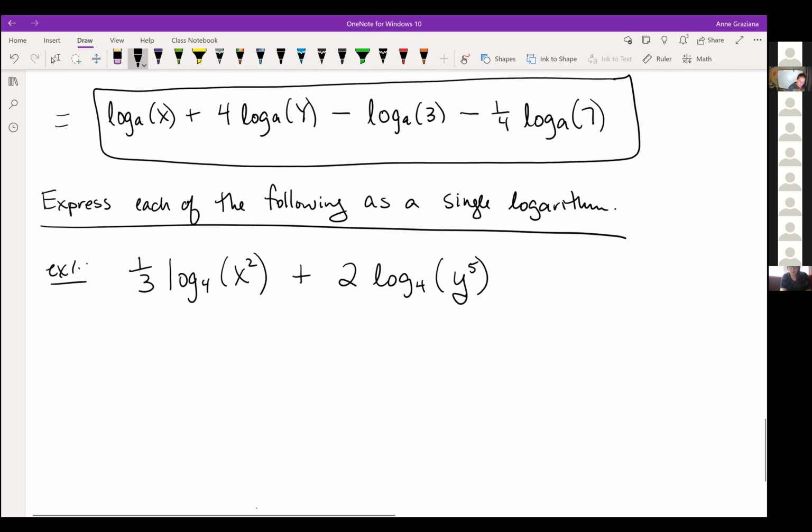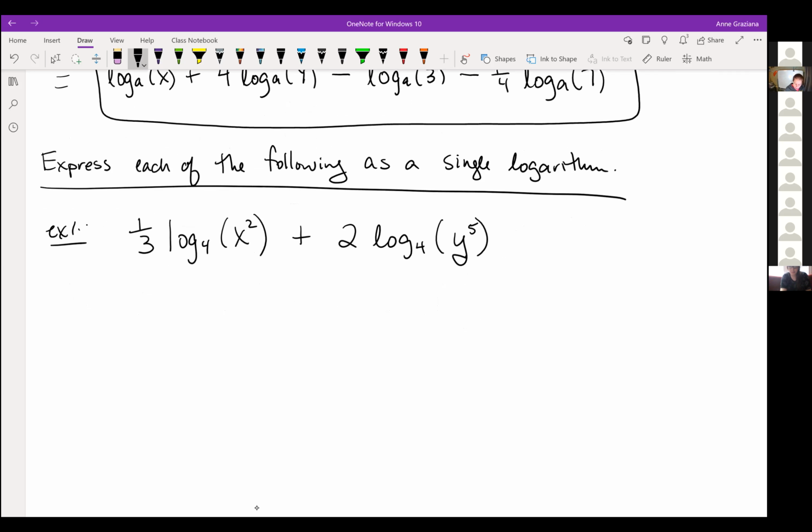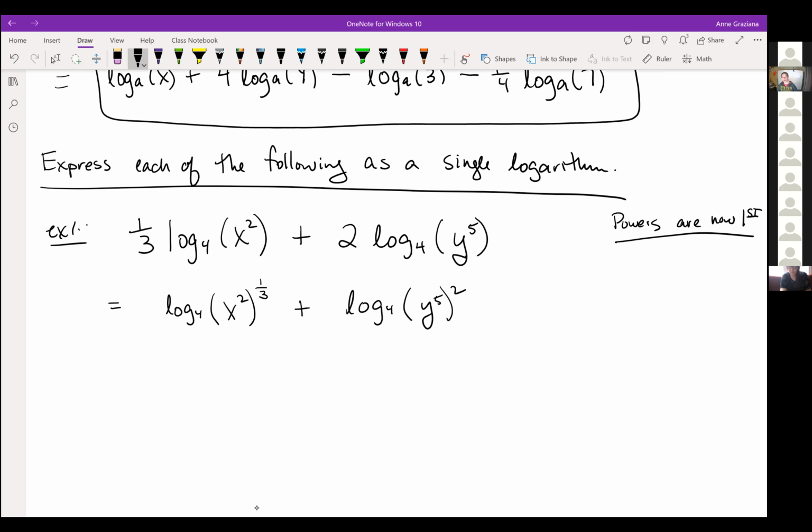All right. So now when we go in reverse, powers are now first. When you're expanding, it's the last thing you work with. But here we need to put our powers up first. So this is log base 4 of x squared, and I'm going to bring this 1/3 up as a power. And then this is y to the 5th, and the 2 goes up as a power.